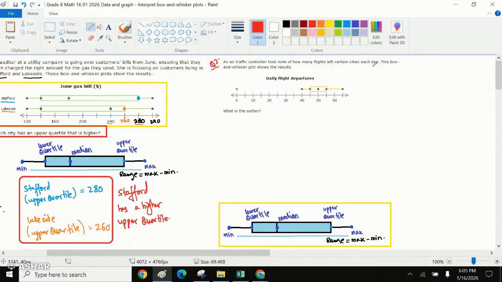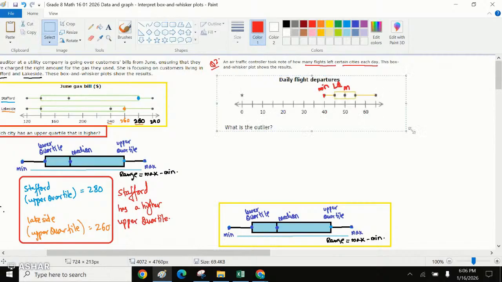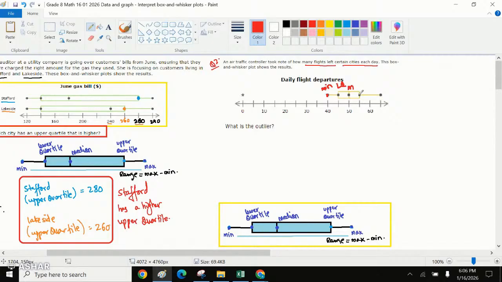So in question number 2, what they are saying is an air traffic controller took note of how many flights left certain cities each day. The box and whiskers plot shows the result. So we know that this should be the minimum, this should be the lower quartile, this should be the median. Agreed? And so on. Let's increase the size.